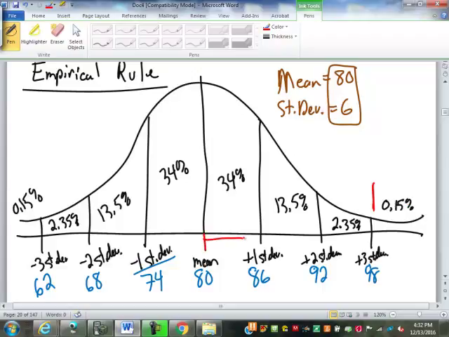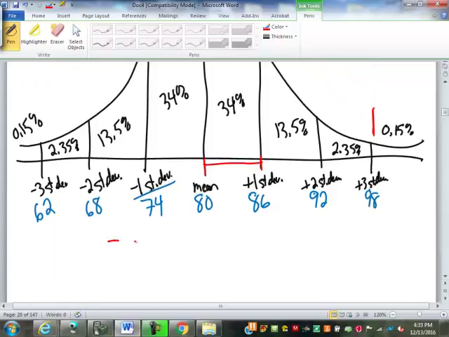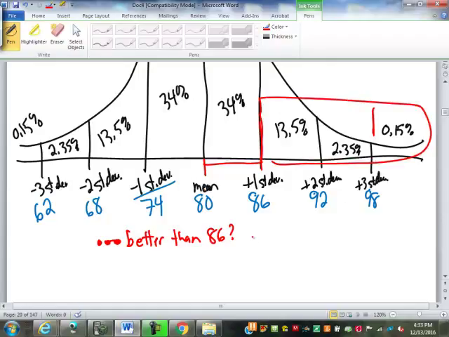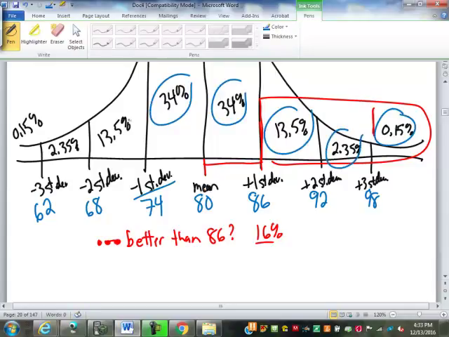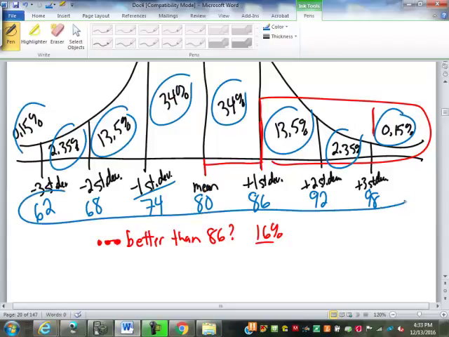About 34% get between an 80 and an 86. What percent do better than 86? Well, here's 86, right? Better than that would be above that. If I add those all up, I'm going to get 16%. Only 16% do better than an 86 for this class. Does that all make sense? These are always given. Those are always under the curve. The only thing that changes are these numbers down here, and those are based on your mean and standard deviation.